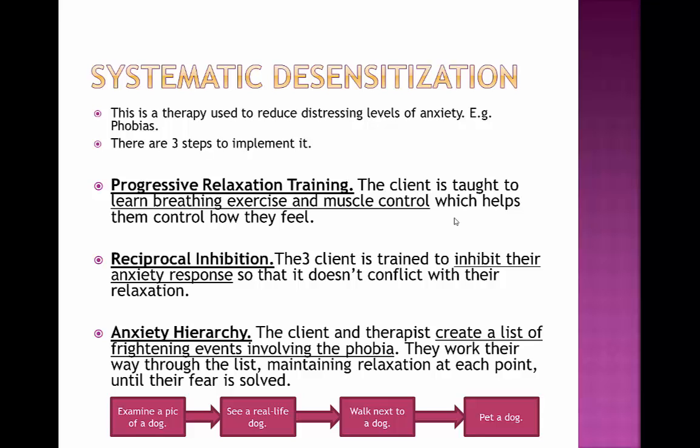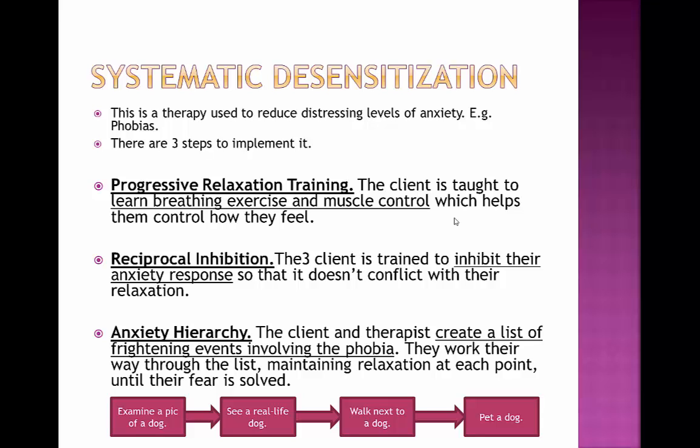Now, after this picture of a dog is being examined by the person who may have a phobia of dogs, they're going to begin to try and inhibit their reaction to being stressed and scared of the dog, and they're going to have to keep their relaxation at this point. Once they are calm and able to stay relaxed when examining a picture of a dog, they're going to move on to the next step, which is to see a dog in real life. They have to maintain relaxation and keep the anxiety response under control so that it won't conflict with relaxation, and they'll keep on moving down the list.